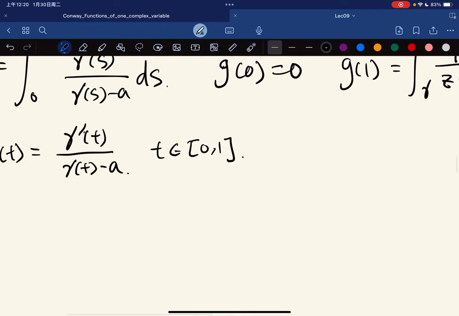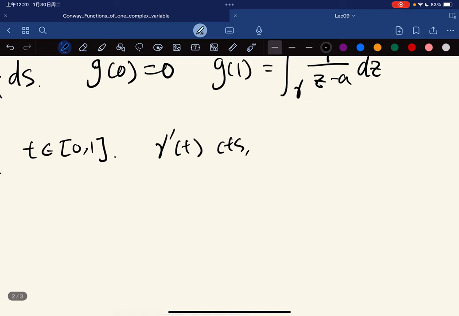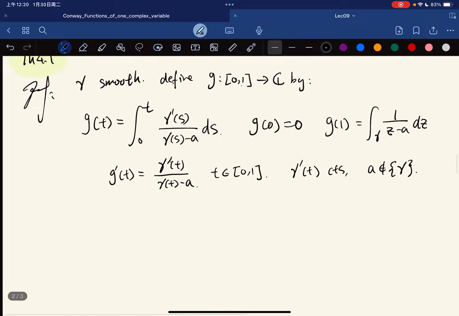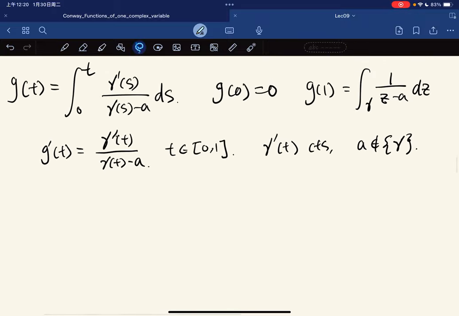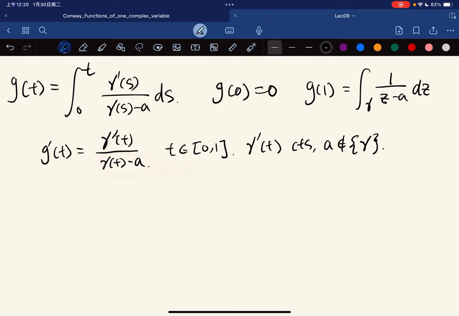So now, because gamma(t) is continuous, and a is not in the image, well, this is because gamma prime(t) is continuous. The inner function must be continuous in order to use the fundamental theorem of calculus, right? Because this gamma(t) is continuous and a is not in the image, this term will never vanish.